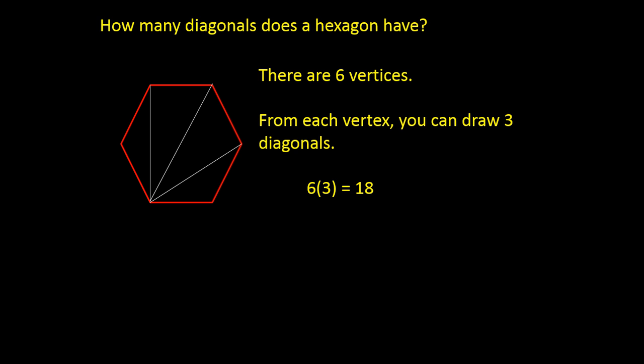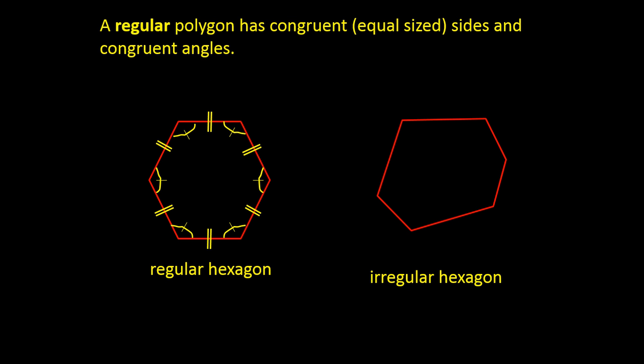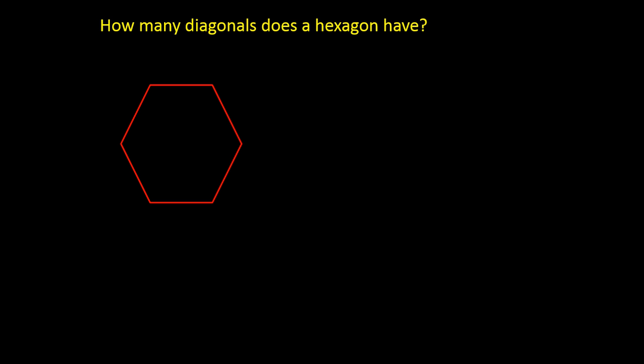Now there's 6 vertices, so from each of the 6 vertices it seems like we should be able to draw 3 diagonals. But that would be counting every diagonal twice. So let's see if we can find how many diagonals this hexagon has.